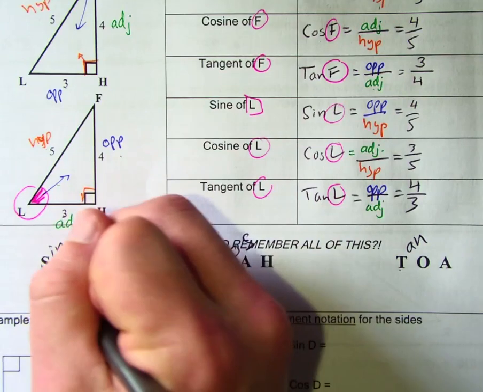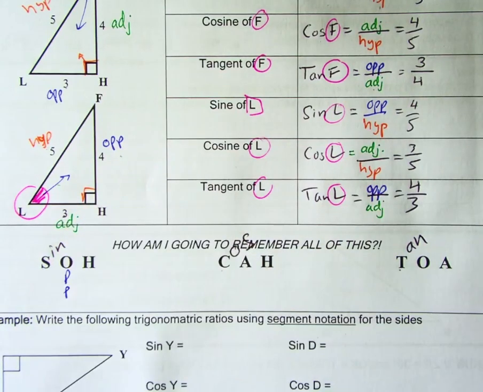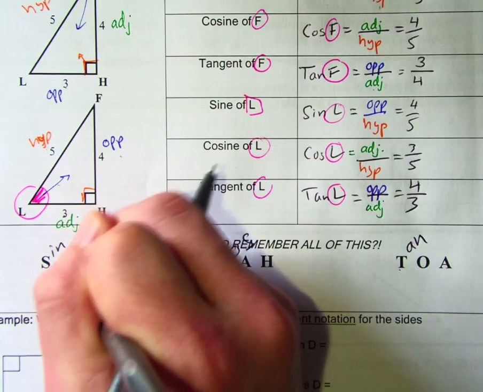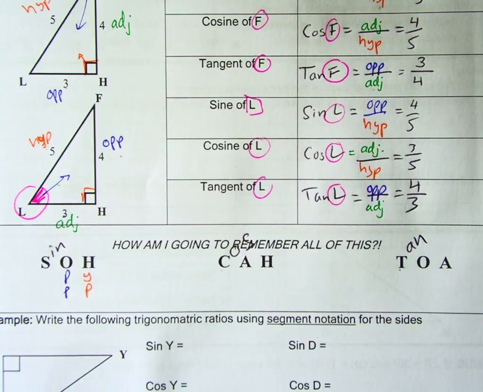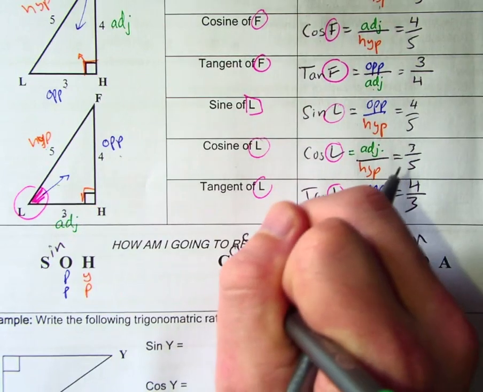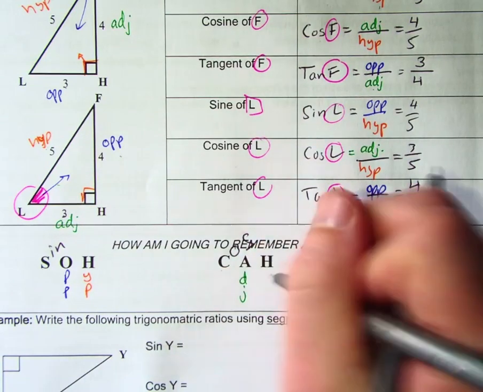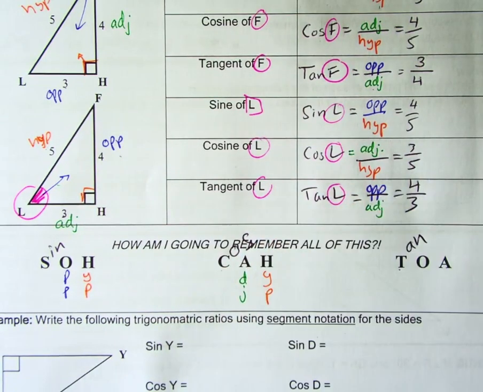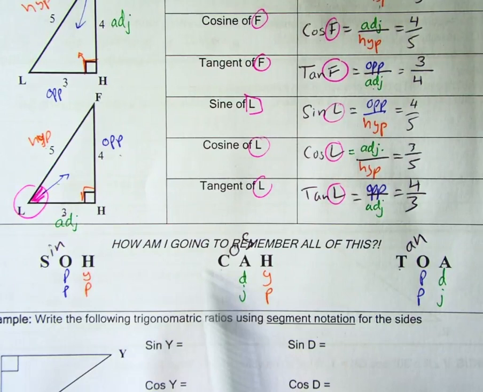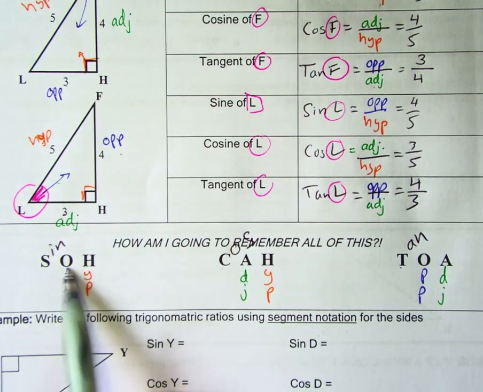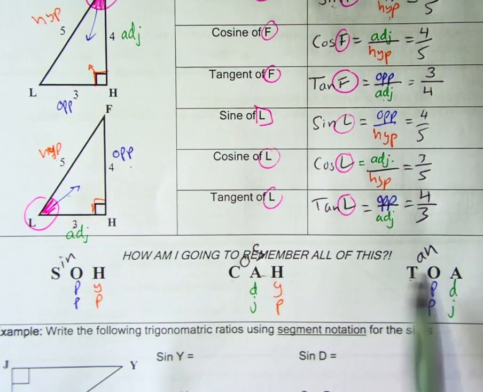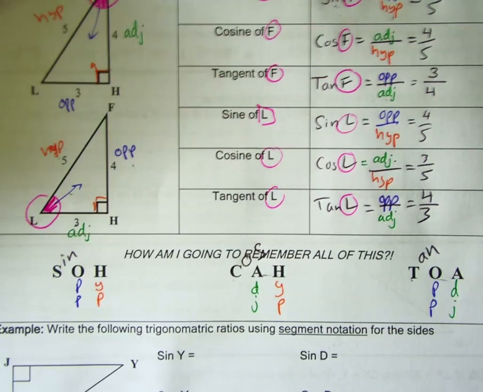These other letters stand for opposite over the hypotenuse, adjacent over the hypotenuse, and opposite over adjacent. So you want to write SOH CAH TOA at the top of every single page. It'll remind you what sine actually means, what cosine actually means, and what tangent actually means.